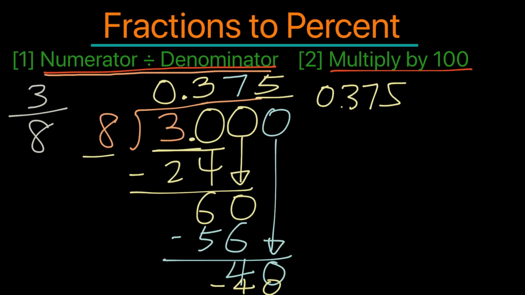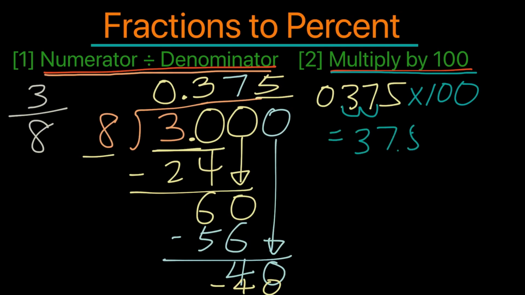And then the next step will be multiplying by 100. And the reason why we're multiplying by 100 is because percent is per 100. So we're timesing this number by 100. And when you times by 100, you're basically moving 2 decimals to the right, and that gave us 37.5%. And that is the answer.